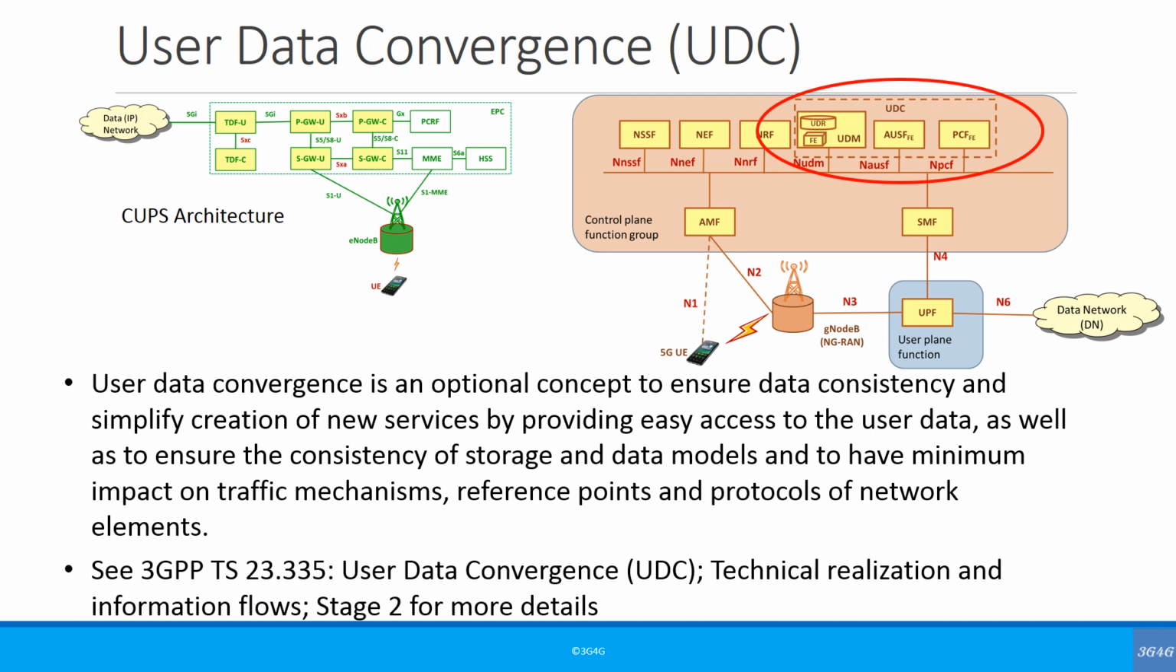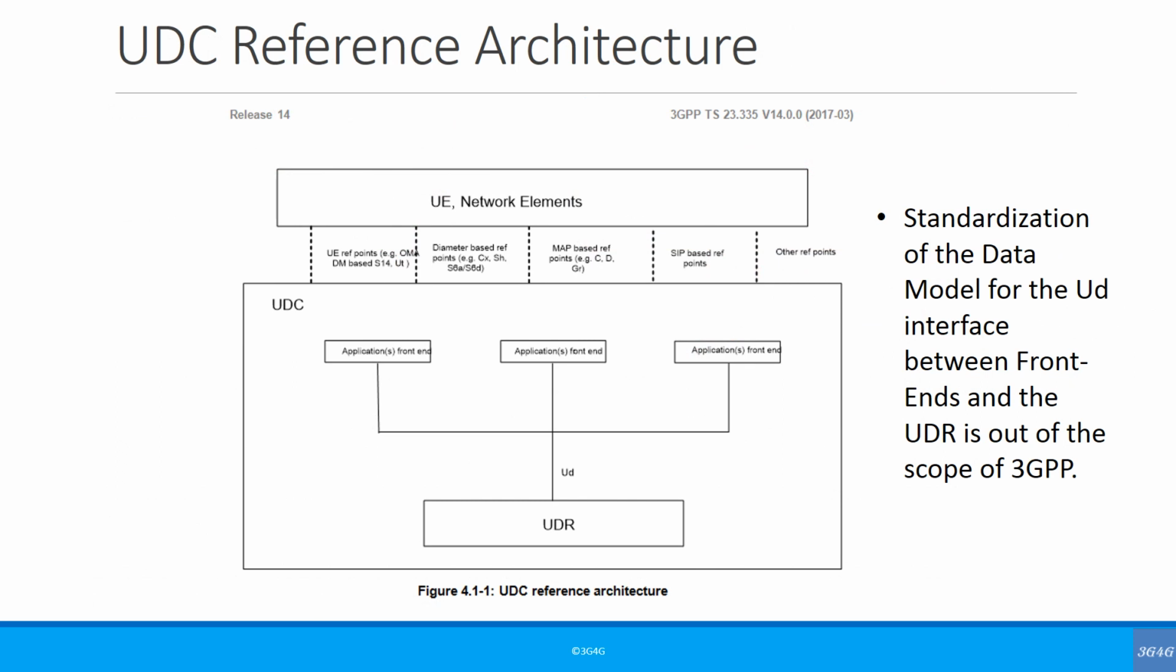Now for this UDC, you have to refer to 23.335 because more details on this are not available in 23.501. So this is how the UDC reference architecture looks like with the UDR and the front ends.